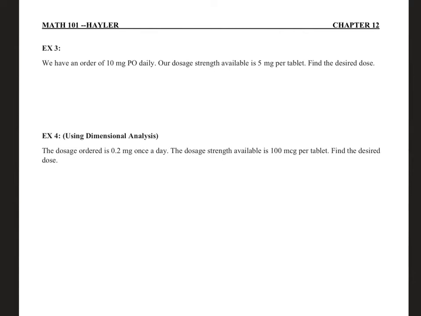For our next problem, example 3, we have an order of 10 milligrams by mouth daily, so PO daily. And the dosage strength available is 5 milligrams per tablet. We're trying to figure out what the desired dose is. Remember, we're always trying to match our desired dose to what we have on hand. Let's check the units. We have milligrams and milligrams, so the units match up. The unit for the dose ordered is the same as the dose we have on hand, so we don't actually have to calculate anything.